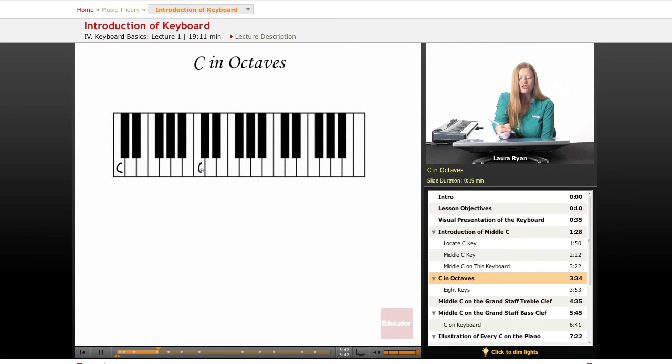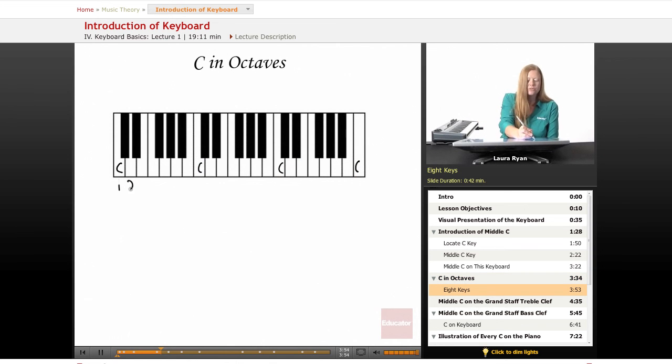Now we're bringing in this term octave. Octopus, 8 legs, octet, 8-person ensemble piece, octuplets, 8 kids, 8 keys. 1, 2, 3, 4, 5, 6, 7, 8. 8 keys from C to C. 1, 2, 3, 4, 5, 6, 7, 8. 8 more keys. Here's 1 octave.